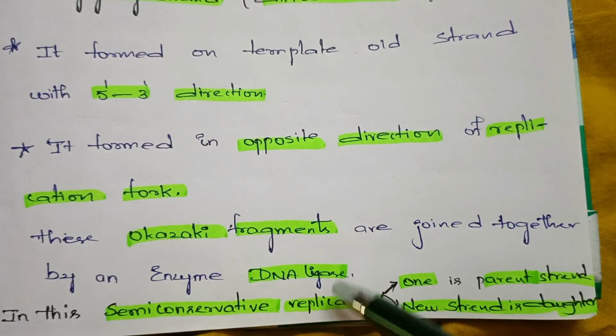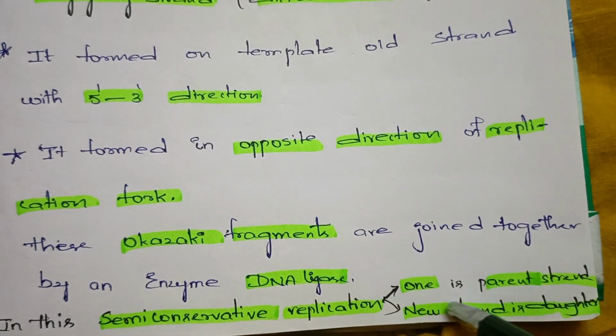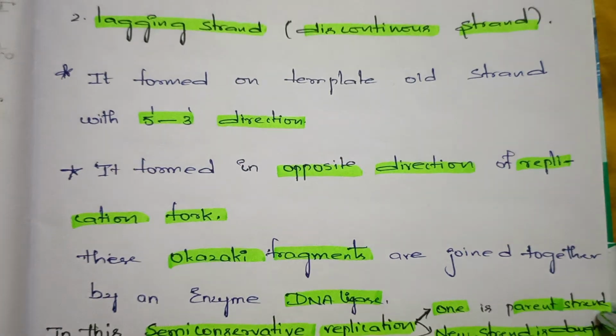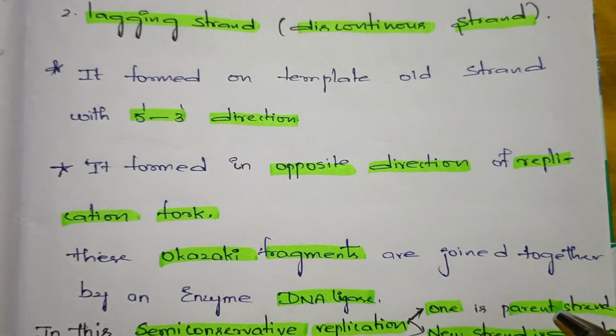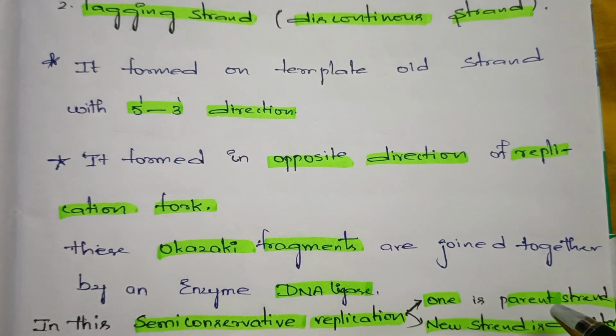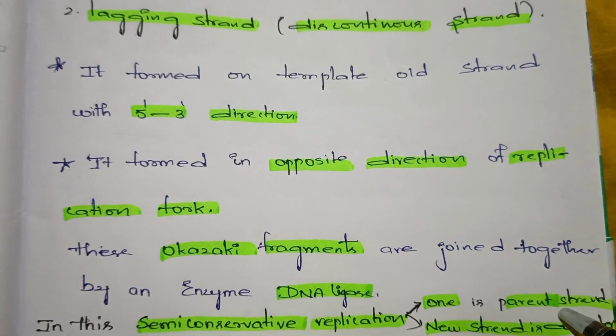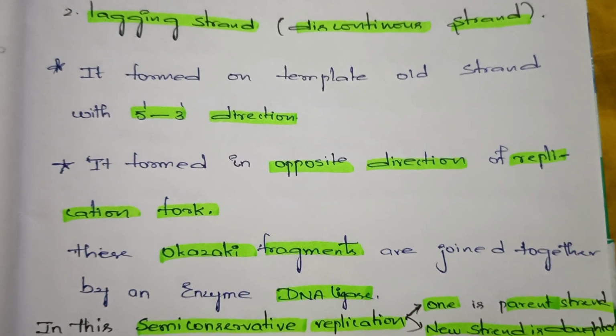We already learned that replication is semi-conservative. Semi-conservative means one strand is the parent strand and another strand is the daughter strand. In every DNA strand, one is the parent and one is the daughter. So half of the material is conserved, and this is called semi-conservative replication.